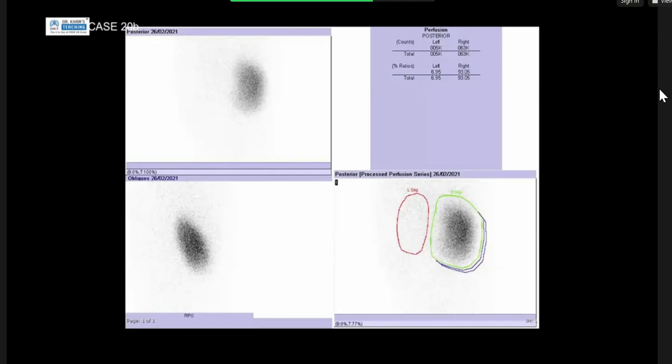Normally, split function in a DMSA study should be between 45 to 55%. So one kidney can be 45, the other 55, and anything in between. Anything outside of that realm is abnormal. If you have one kidney being 60% and one kidney being 40%, that's abnormal. If you have one kidney being 93% in this case, then that shows that the other kidney is barely functioning.